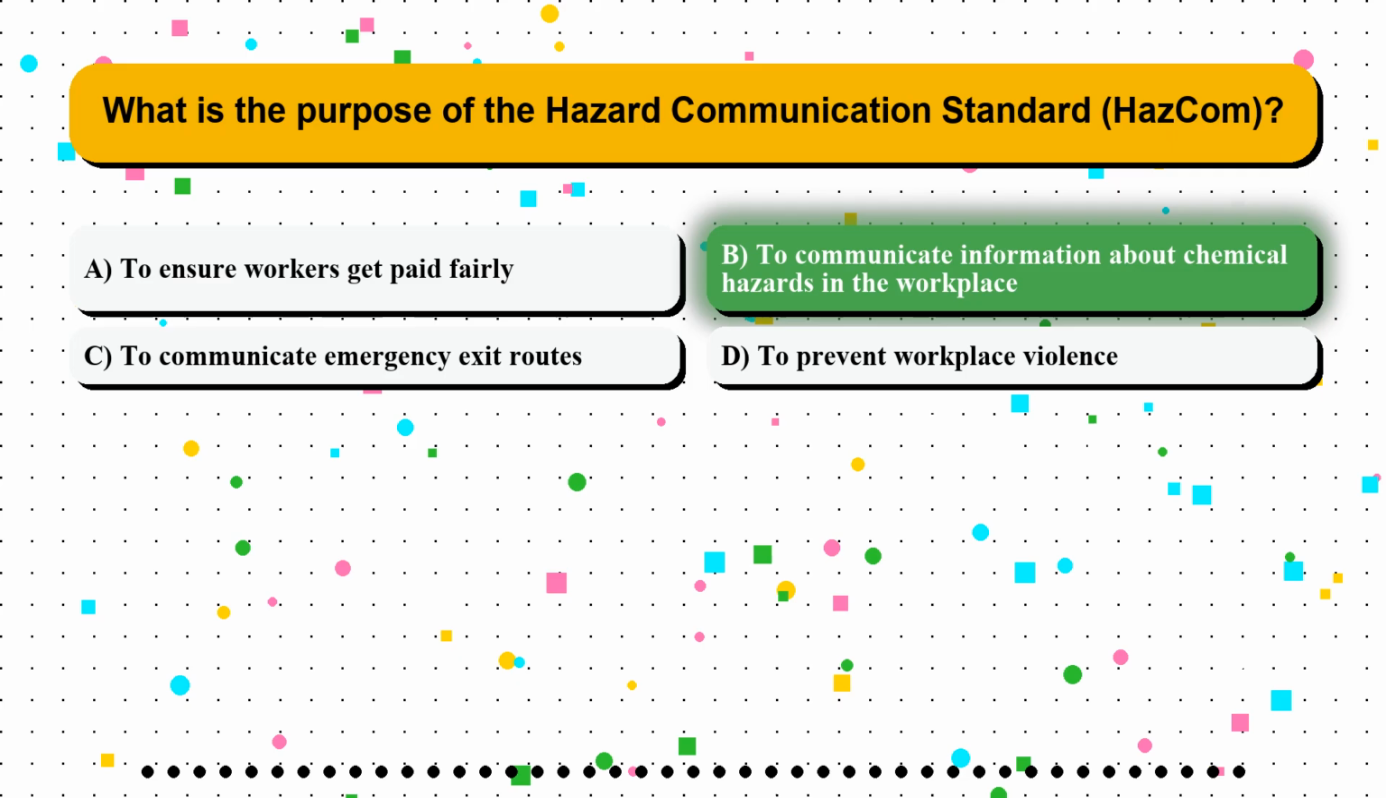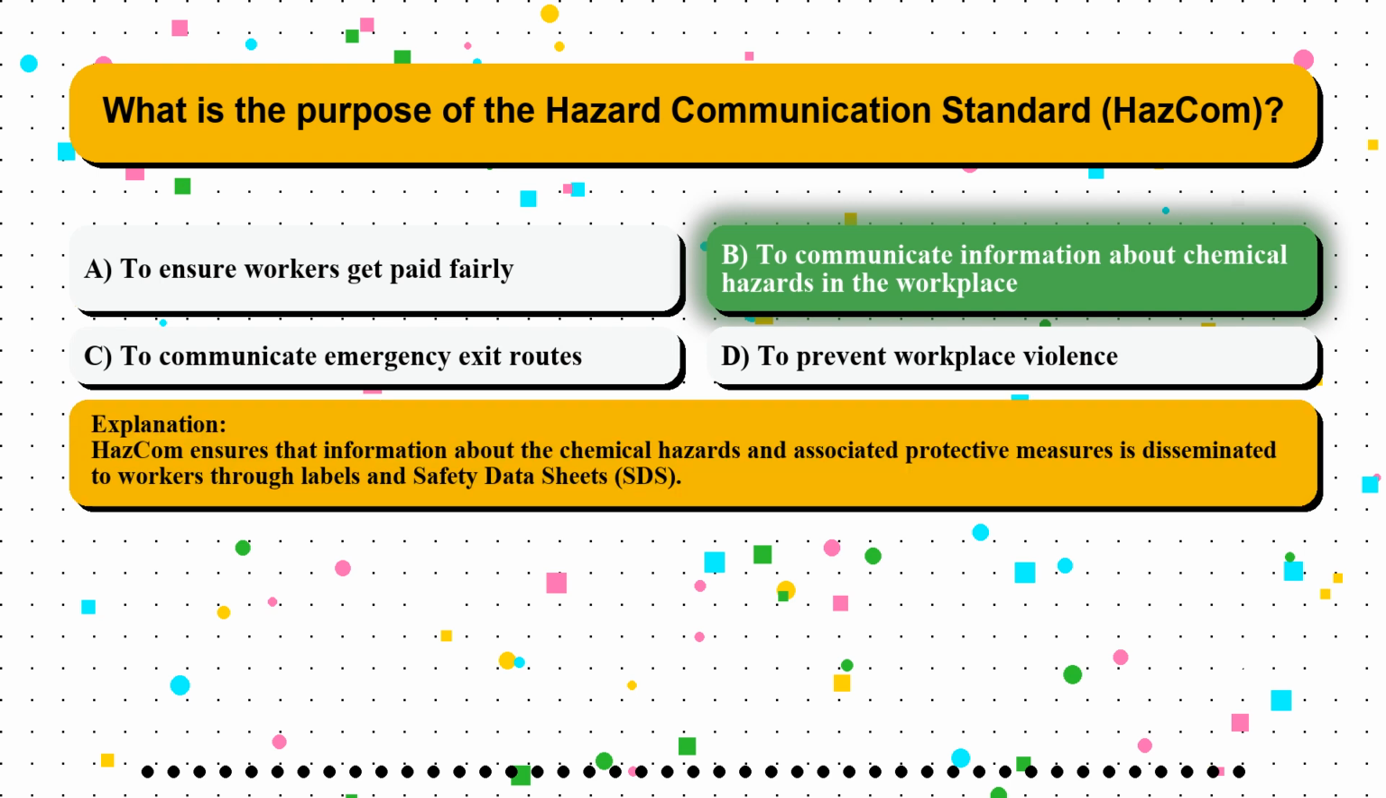The correct answer is option B, to communicate information about chemical hazards in the workplace. HAZCOM ensures that information about the chemical hazards and associated protective measures is disseminated to workers through labels and safety data sheets, SDS.